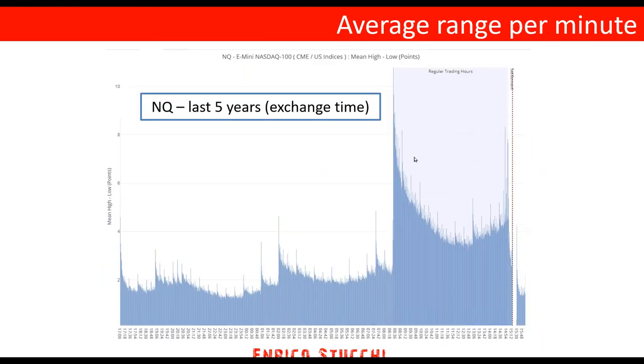But more interesting than volumes is the volatility. So you have the average range per minute. This is the average range per minute of the Nasdaq over the last 5 years, exchange time. So the opening is the minute with the highest range, about 12 points per minute. You can see some other peaks here, for instance, 10 minutes before the close and at close. Okay, those are very, very important patterns for me. I'll explain later if there is time enough.